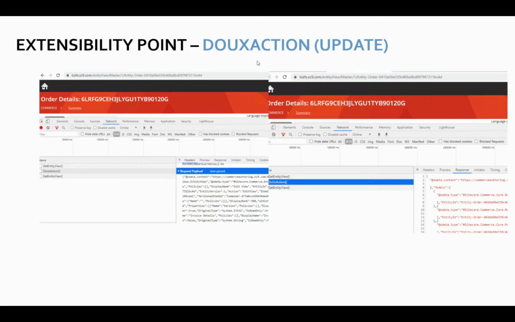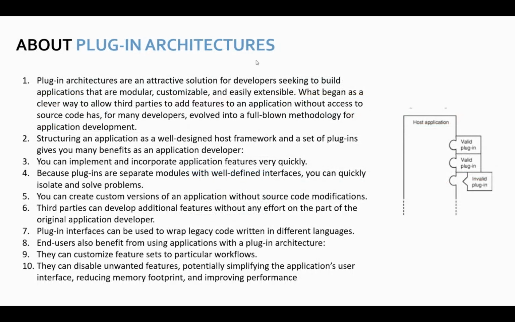Okay, so let's continue with this PPT file. The do action would be like when you have your entity view, you can get this entity view, and then you can change the value, and then you can call the same do action method to update this value with the entity. So now this is about the architecture.